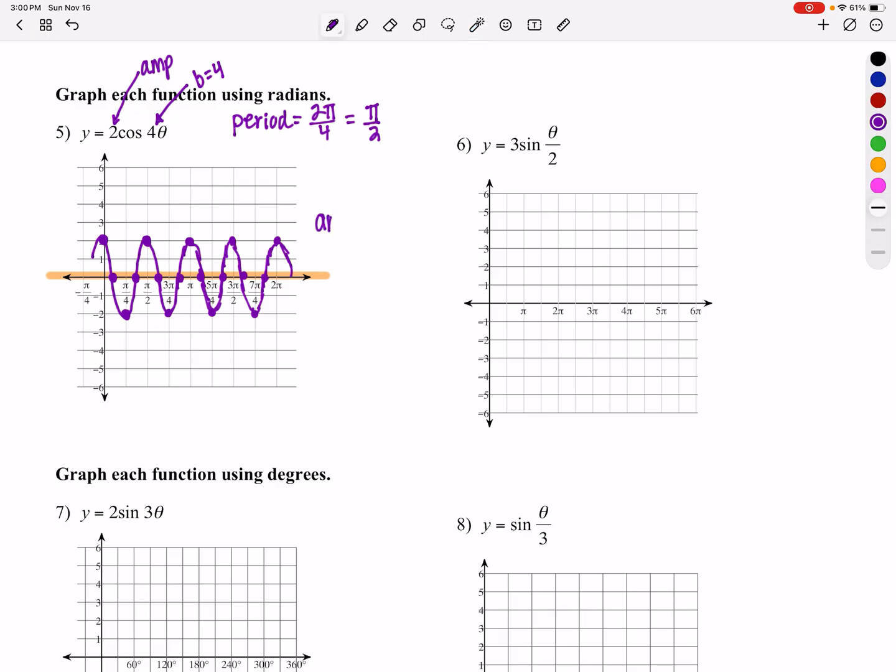Before we move on completely, let's put the amplitude as 2. The period is pi over 2. And let's not forget where that midline is. That midline equation is y equals 0. Okay, I'm going to work on number 6 right now.